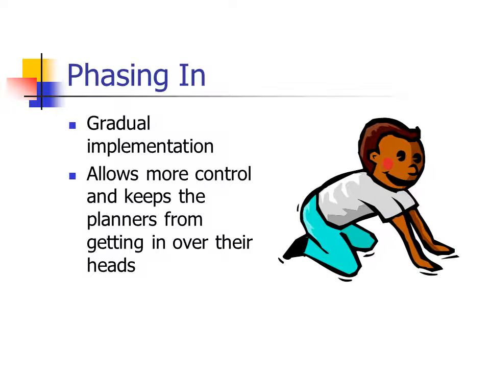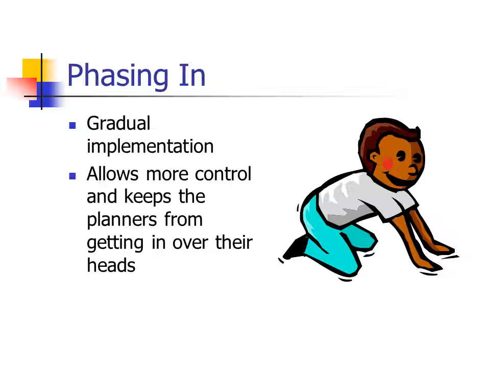So phasing in is gradual implementation. It allows you to keep control over the process and not get in over your heads. And there's different ways to phase in. Imagine if you were wanting to implement some kind of a fitness and nutrition program for all Baldwin County school-age kids. We have 4 elementary schools. We've got the Early Learning Center. We've got a big middle school, a big high school, and there's probably 3,500 to 5,000 students in the system in all of those different buildings at all of those different grade levels.